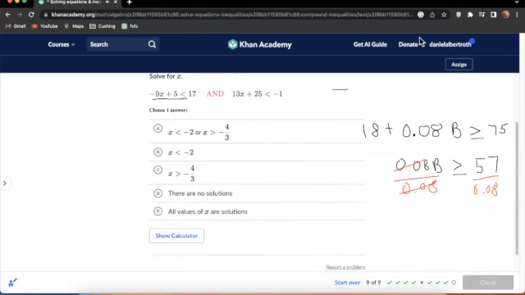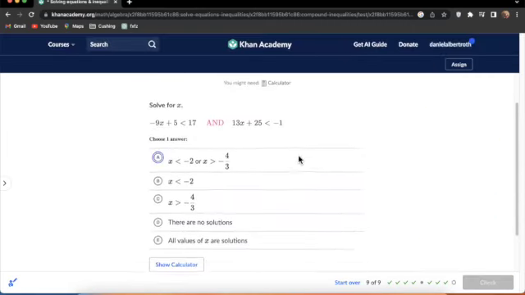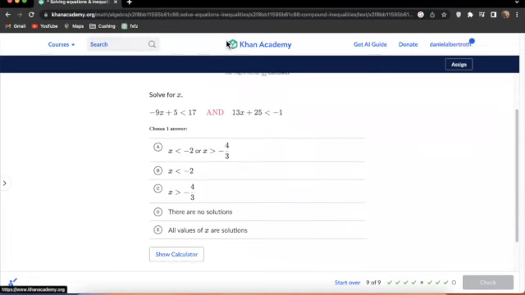All right, this one says straightforward. Solve for X. So I have an inequality here and an inequality here. So I'm going to solve both of these for X and see what I get. So with the one on the left, I have negative 9x. I'm going to subtract 5 from both sides. So that'll be less than 12.